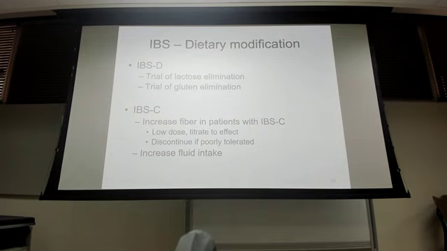For the IBS-C, they're constipated, treat them like anybody with constipation. Increase their fiber, right? But bring it up slow. Don't have them taking whopping doses of fiber immediately, because if you rapidly increase fiber, you're going to get increased bloating. So slowly increase their fiber. And lots of fluids. Things that promote normal or more normal routine bowel movements.